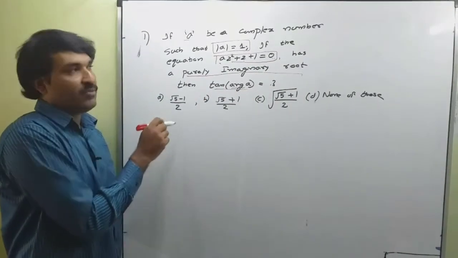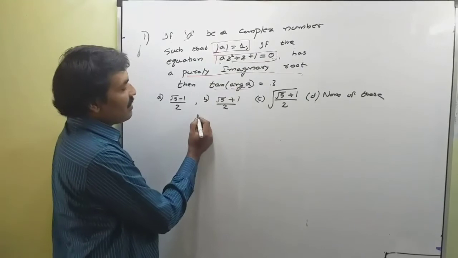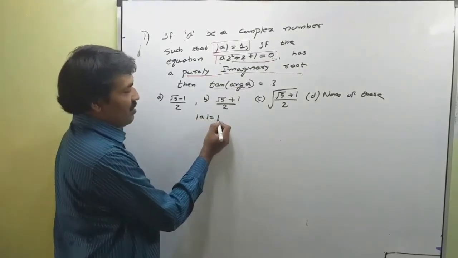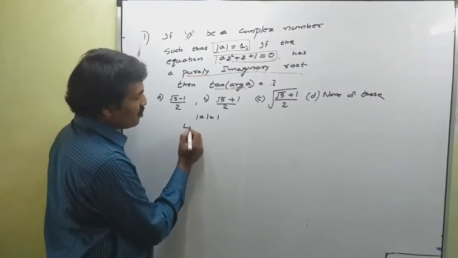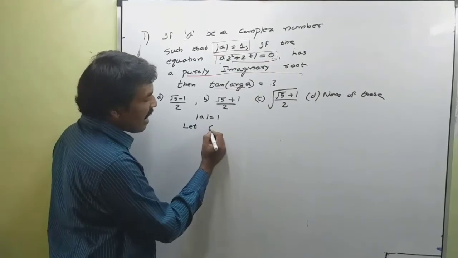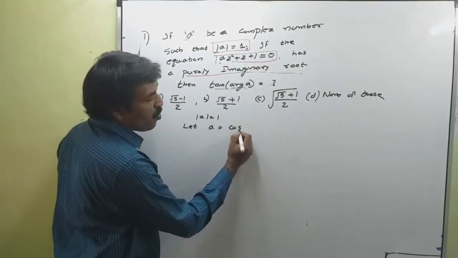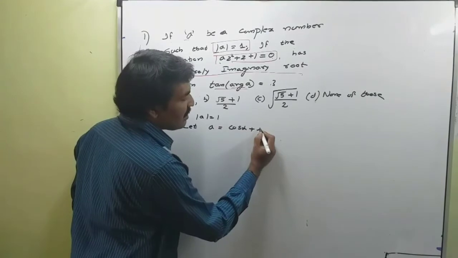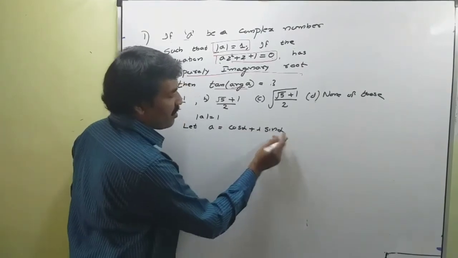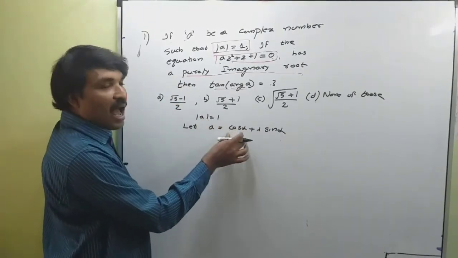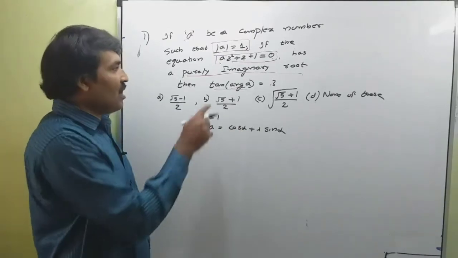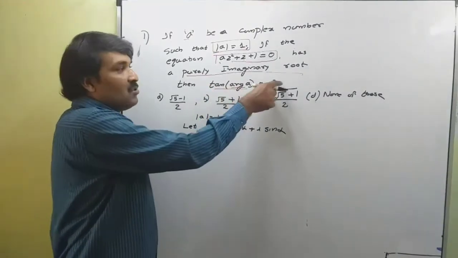And the choice is given. Mod a is given as mod a is equal to 1. So we can choose the complex number a is equal to cos alpha plus i sin alpha. So the modulus is equal to 1 and argument is equal to alpha. Our question is tan alpha is equal to what?